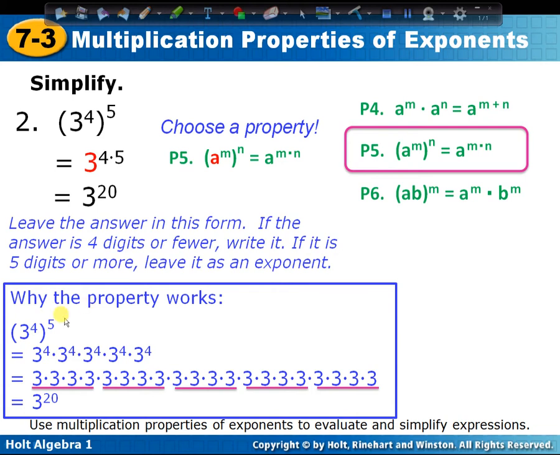And again, why it works, it says if we have 3 to the 4th raised to the 5th, then that's 5, 3 to the 4ths. And then each one of those 3 to the 4ths is 4 3s. So altogether we have 20 of them, so that is 3 to the 20th power. Take a minute, make sure you have the work up here written down.